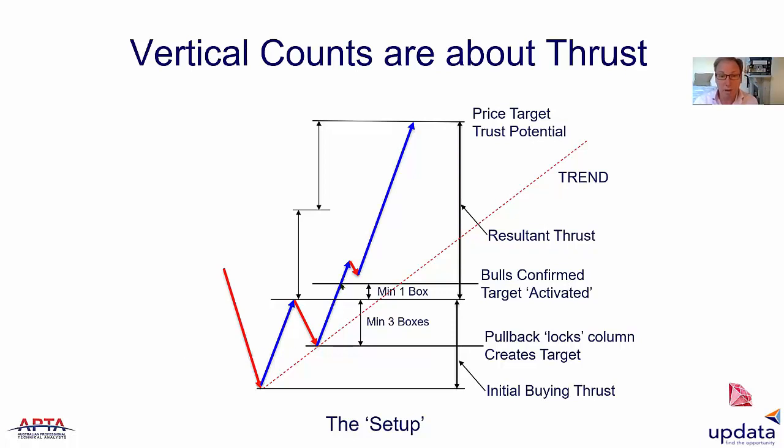Once we've broken one box, the target is activated. These bulls here have been confirmed. These bears are now wrong. The bulls are confirmed. And with that initial buying thrust, this is the resultant thrust, and this might be your 45-degree trend. So the rule is the first move is 1/3 of the overall potential of the rise.